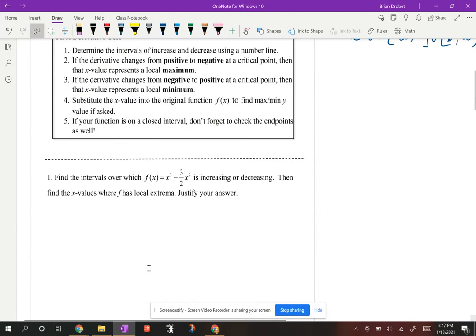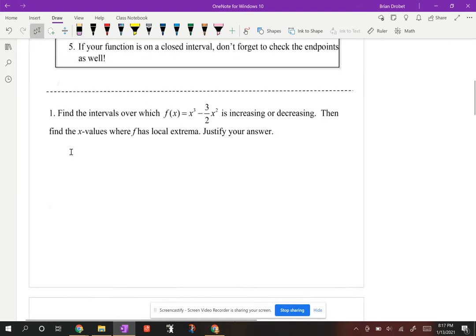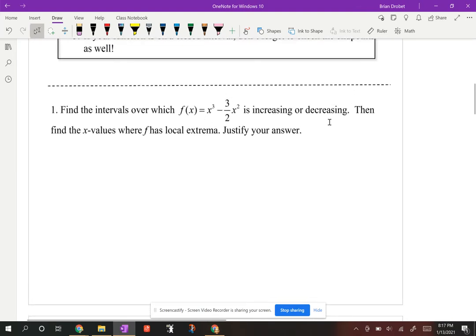So we're going to jump right in. We're going to find the intervals over which a function is increasing and decreasing, and then I'm going to show you the method for using a number line to determine where we have local extrema. So here's the method. I'm going to start by finding the critical points. Remember that those are the places where the derivative is either equal to 0 or the derivative is undefined.